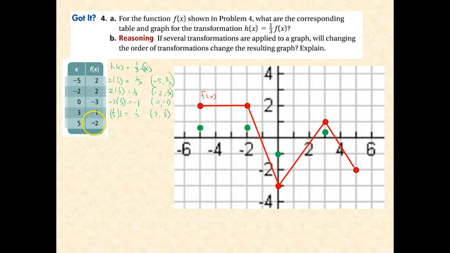And then when f of x is -2, it's going to be -2 times 1/3, which is -2/3. So we get the point 5, -2/3, which is over 5 down 2/3. Then we can fill in these lines. And here we have our graph h of x, which is a vertical compression by a factor of 1/3.